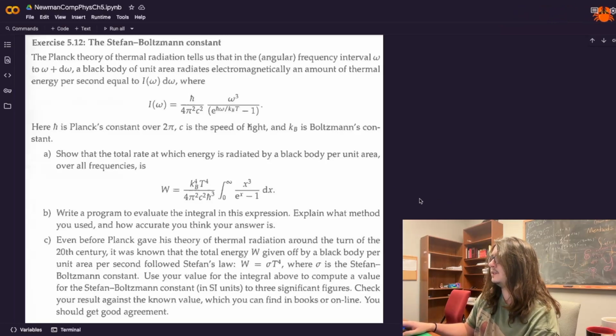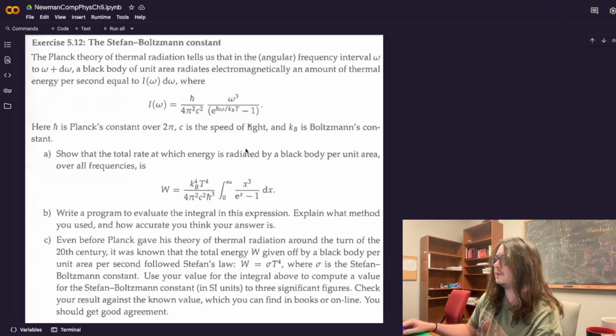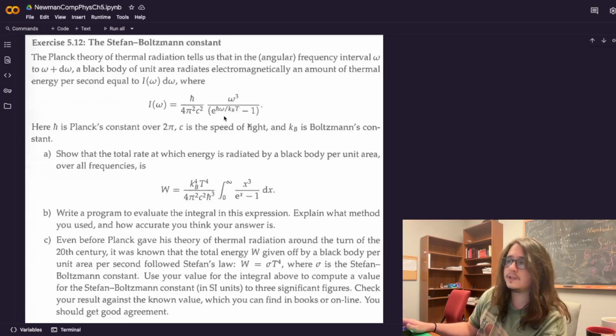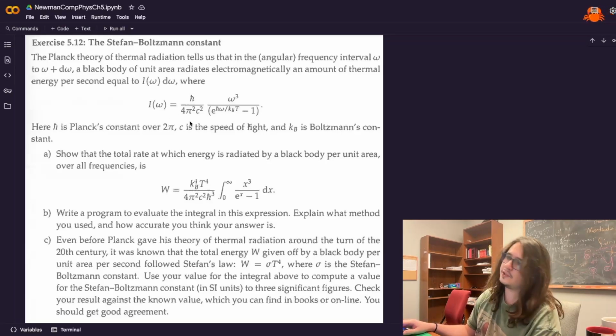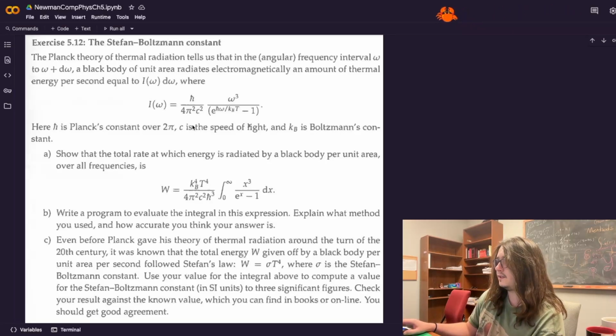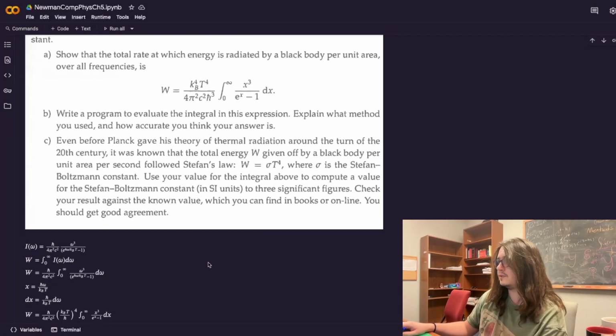So the idea is, first of all, you need to have this equation for the intensity of thermal radiation dependent on frequency. And that's also an intensity per unit area, right? And to do the calculation of the Stefan-Boltzmann constant, you have to integrate this with respect to omega, and then end up with this form here, which is representing the energy per unit area over all frequencies, right?